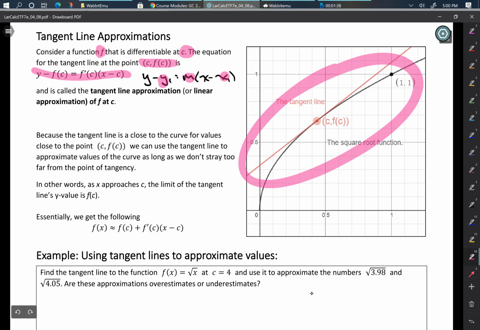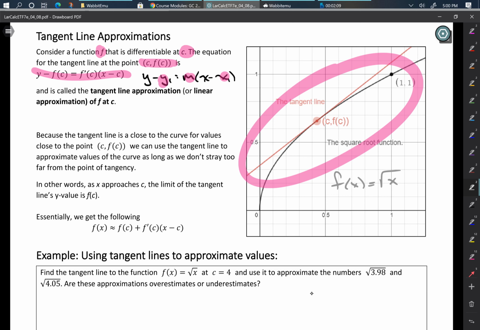It's this picture right here where you have some function. In this case, we have the square root function, so this is the function f of x is equal to the square root of x. And we're drawing in a tangent line at some point c. All right, so here's where tangent line approximations start to have value. There are many, many functions out there, square root function being one of them, that do not play well with most input values.